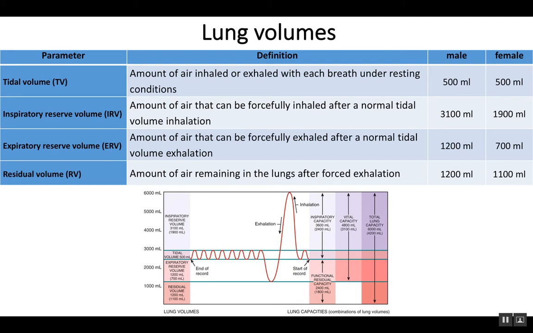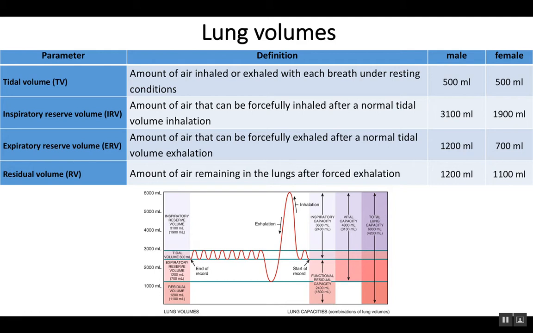Our next topic to look at are lung volumes and lung capacities. As the name suggests, this is the amount of air at different points in time during breathing, normal quiet breathing, or forced breathing. These volumes are typically measured using an instrument called a spirometer, and the information you get from the spirometer is often in the form of a spirogram, which is this graph shown at the bottom.